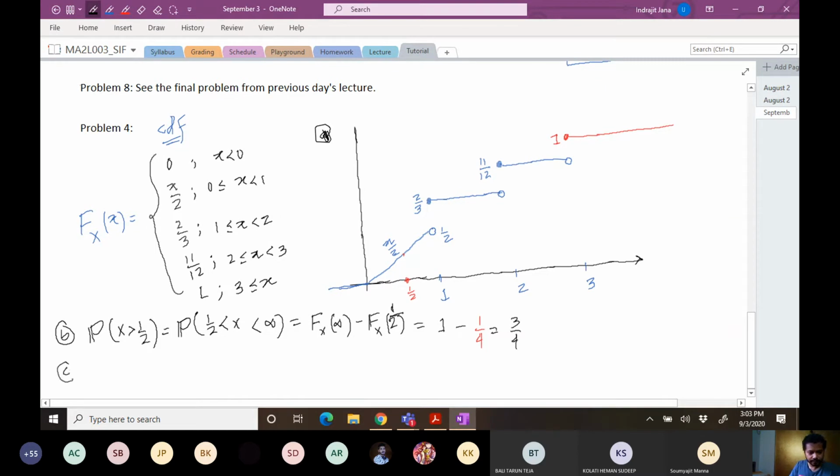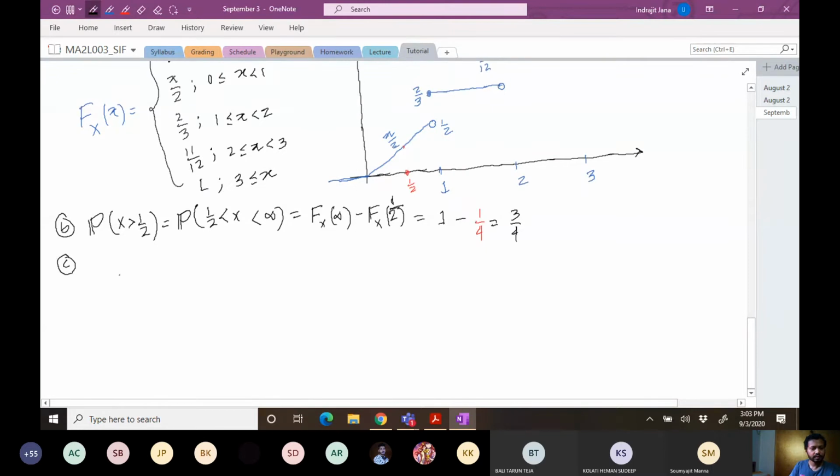Part C. What is the probability that 2 strictly less than X less than or equal to 4? Again, from the previous lecture, it's going to be F_X(4) minus F_X(2).